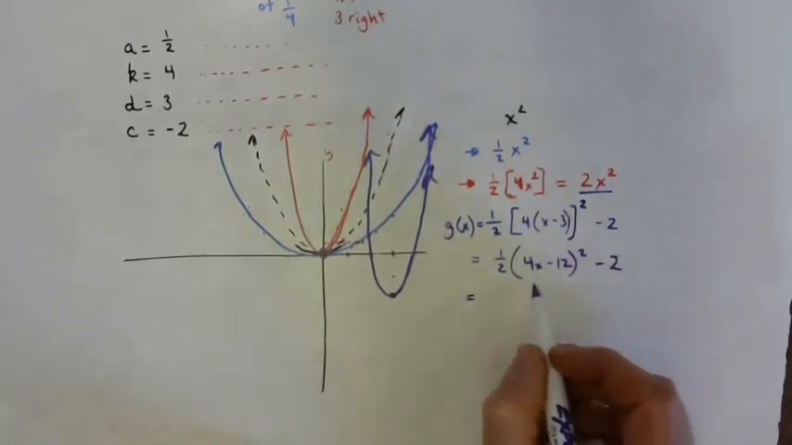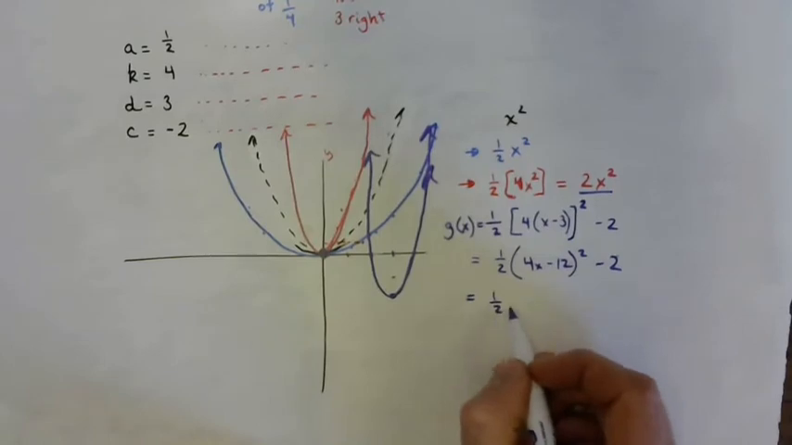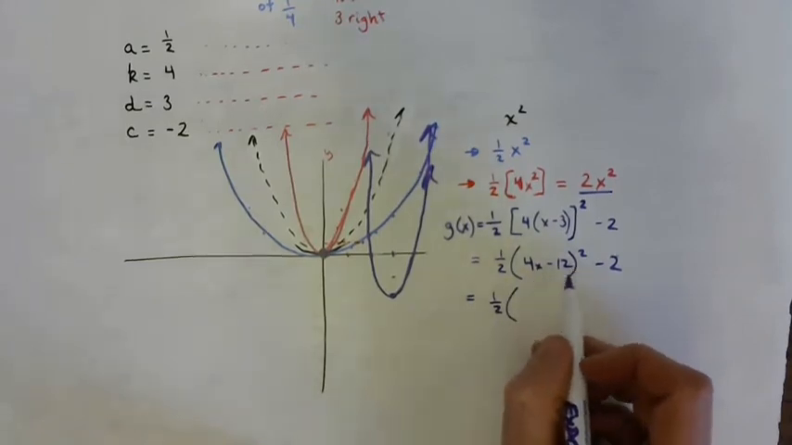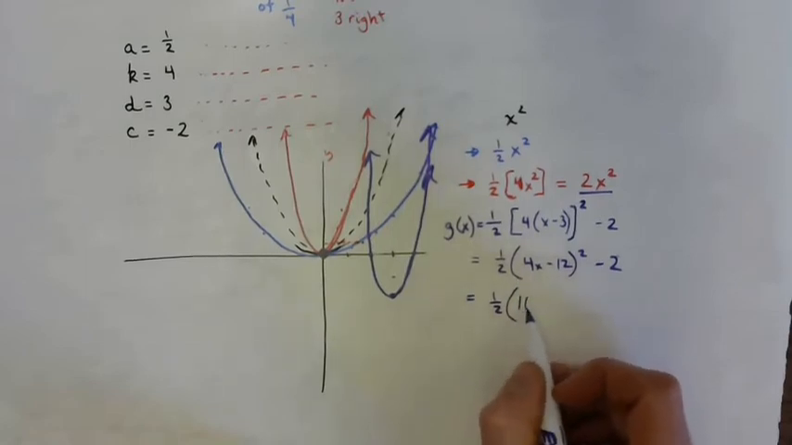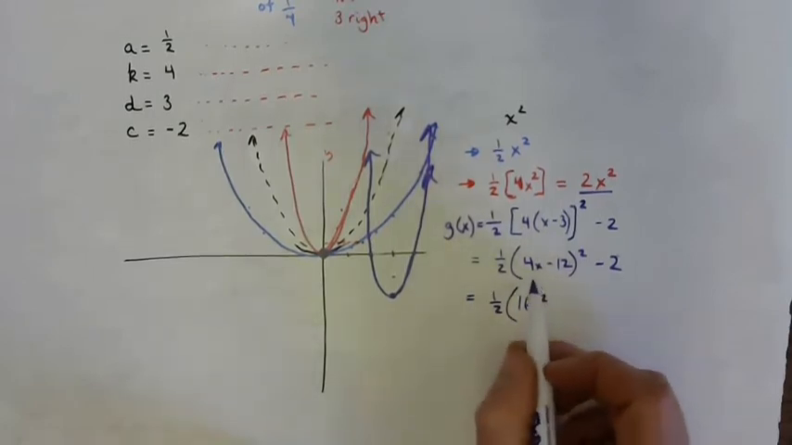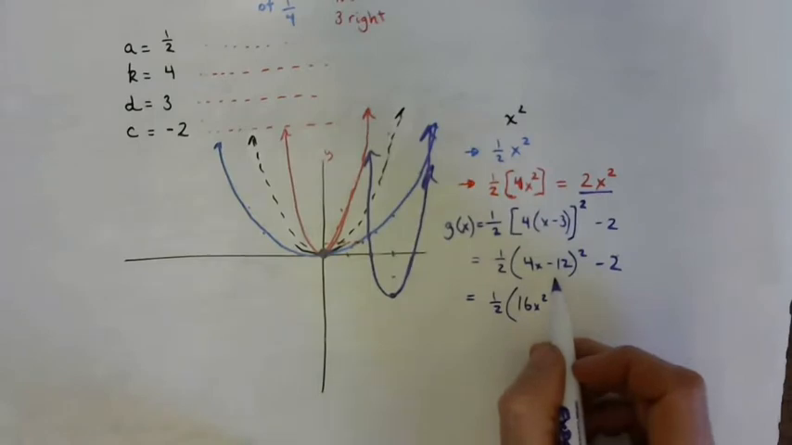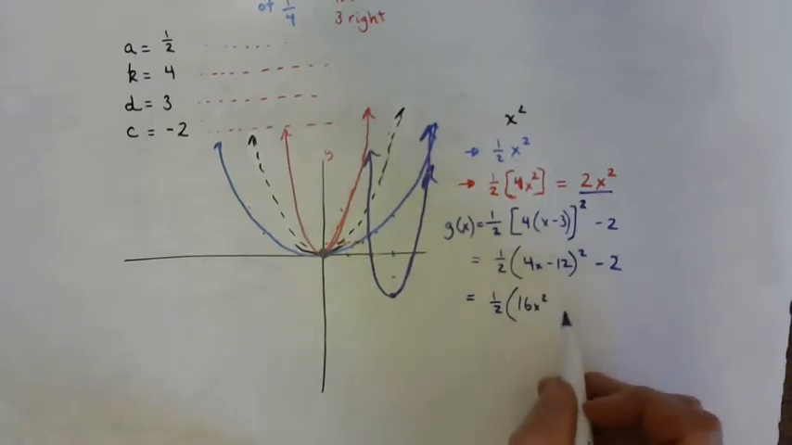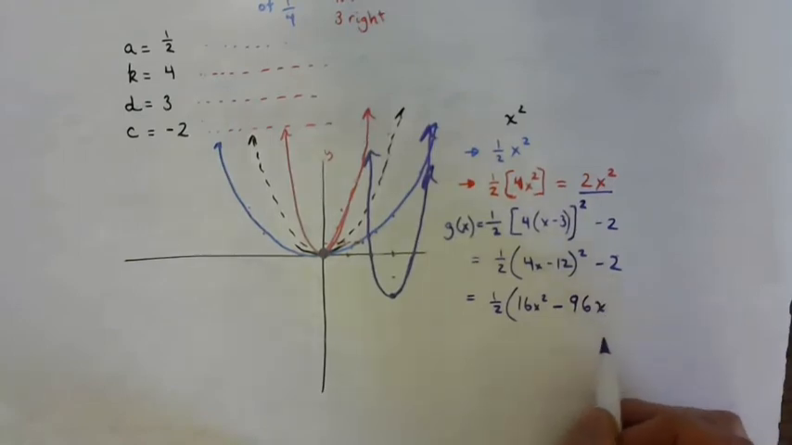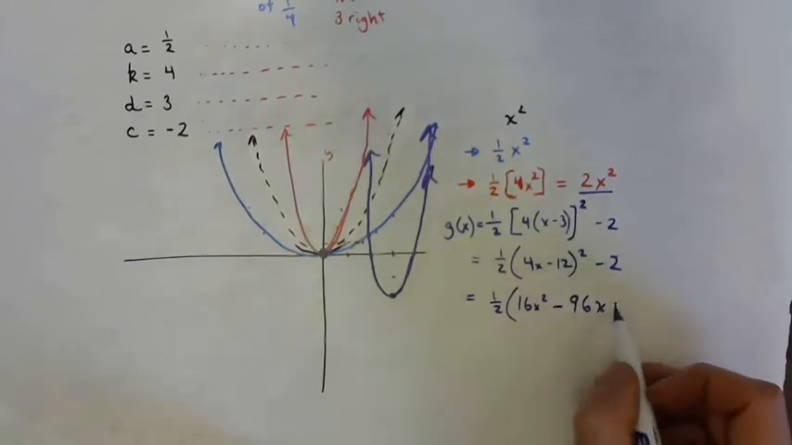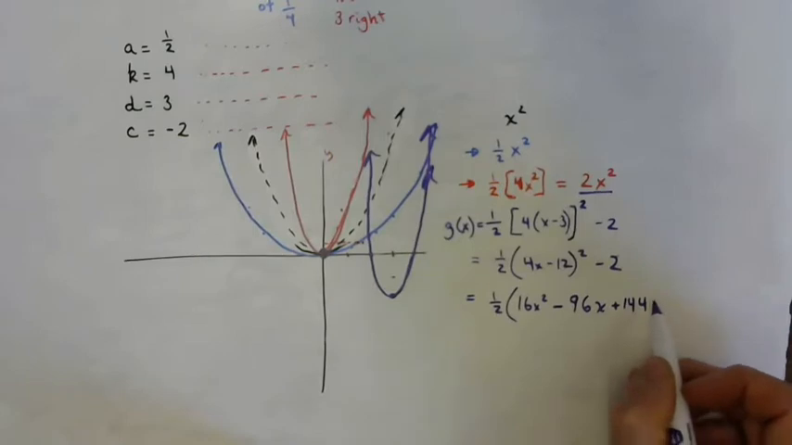Then I have to take care of my exponent, which is going to give me 1/2 out front. If I FOIL this in my head, I get 4 squared times x squared, 16x squared. I'm going to have -48x and -48x, that's going to be -96x. And then I'm going to have 12 squared, which is plus 144.